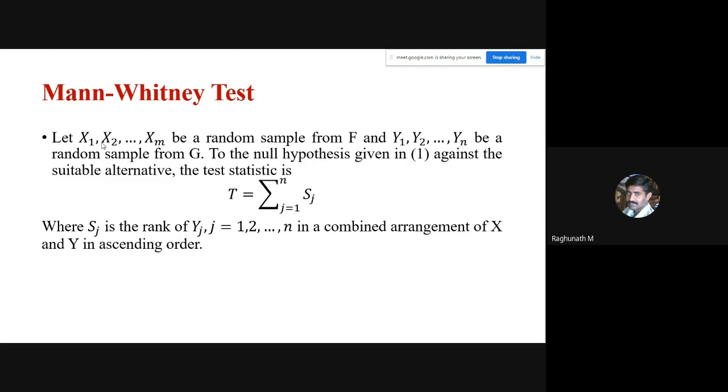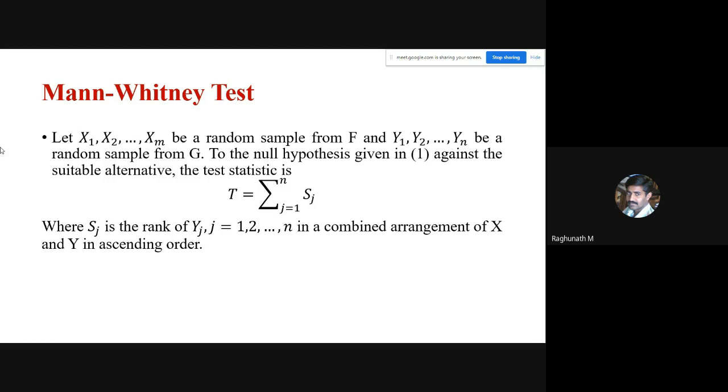Then if I mix all three and arrange them in order, I'm going to get 3, 8, 11. I assign the first rank to 3 in ascending order, 8 will be assigned rank 2, and 11 is going to be 3. Now, what is the rank of the Y observations? There is only one observation, that is 8, which is holding a rank of 2.